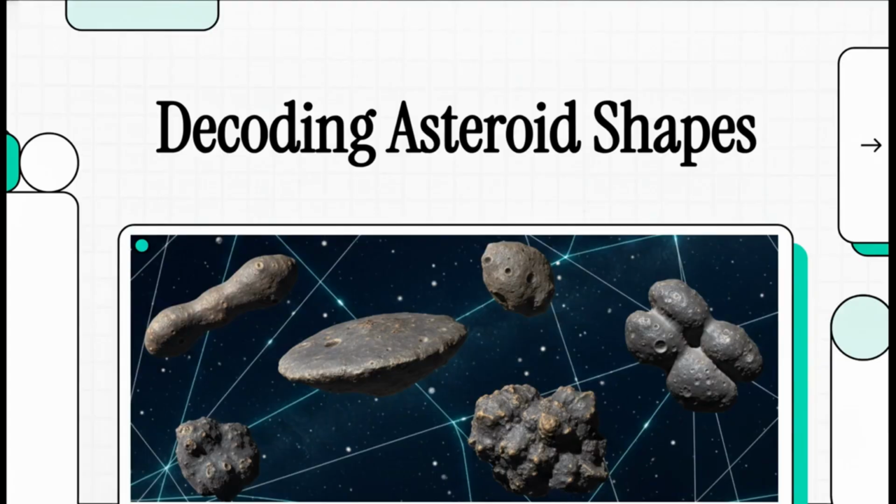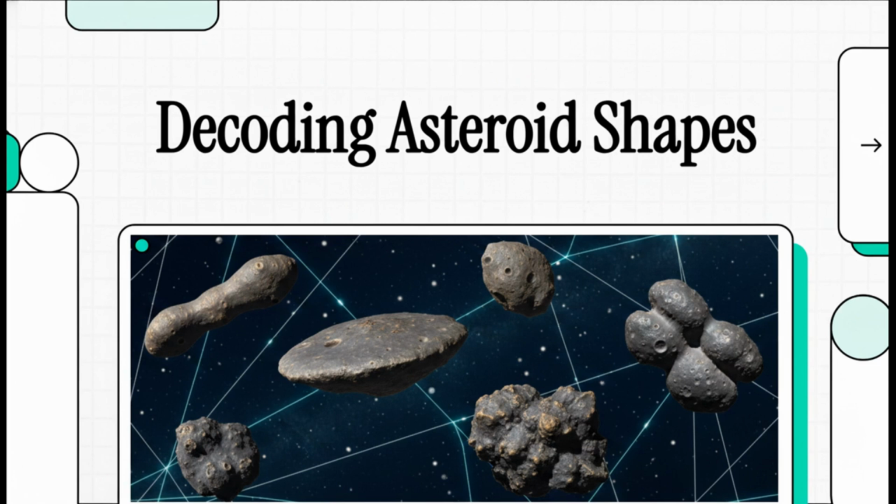Welcome to this explainer. Okay, so we're going to decode a fascinating mystery today. How on earth do astronomers figure out the bizarre, stretched out, and totally deformed shapes of asteroids when they're so incredibly far away? I mean, through a telescope, they literally just look like tiny single dots of light.